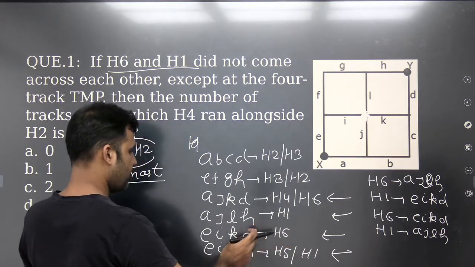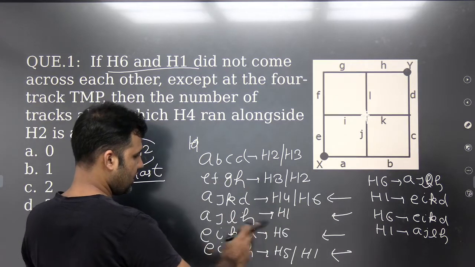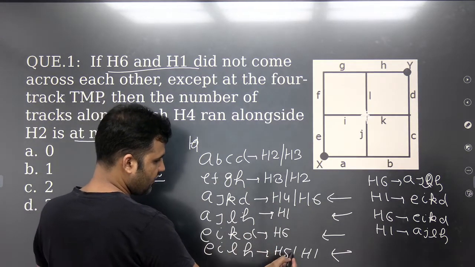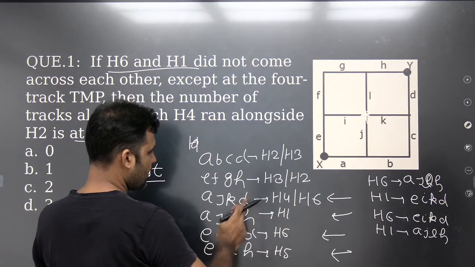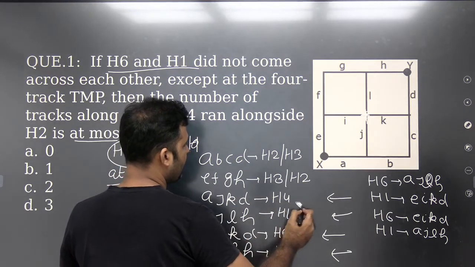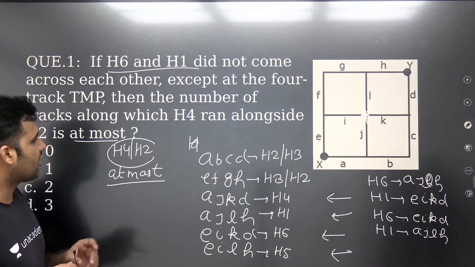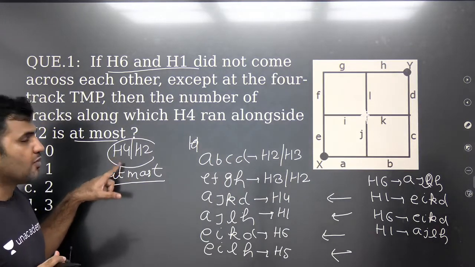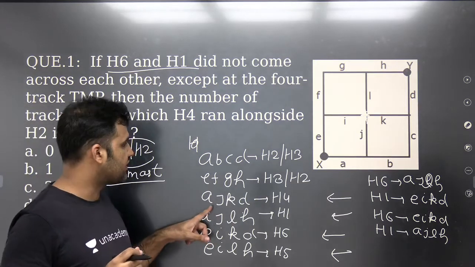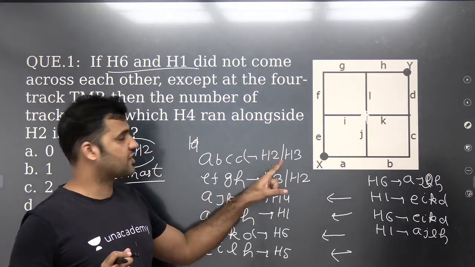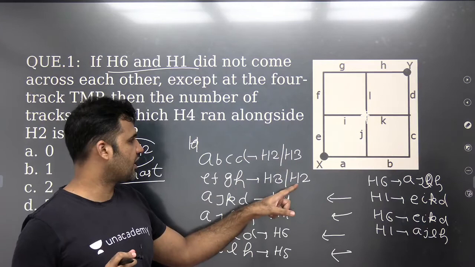Now, if you know this, H1 is going here, H6 will be going here. So therefore, H5 will be using this path. And if H6 is going here, then H4 will be going this path. Now, what we are supposed to find out is the at most common tracks between H4 and H2. Now, H4 is fixed. H2 is still not fixed. H2 can come over here, H2 can come over here also.